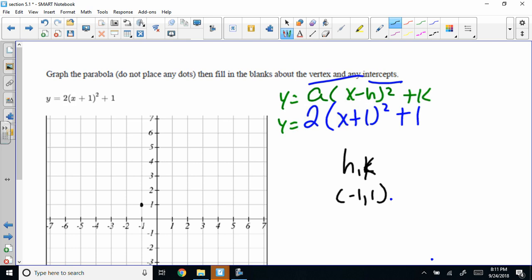So kind of look at this. How are we going to then fill in the blanks about the vertex and the intercepts? Oh my. Guys, I'm going to teach y'all something.